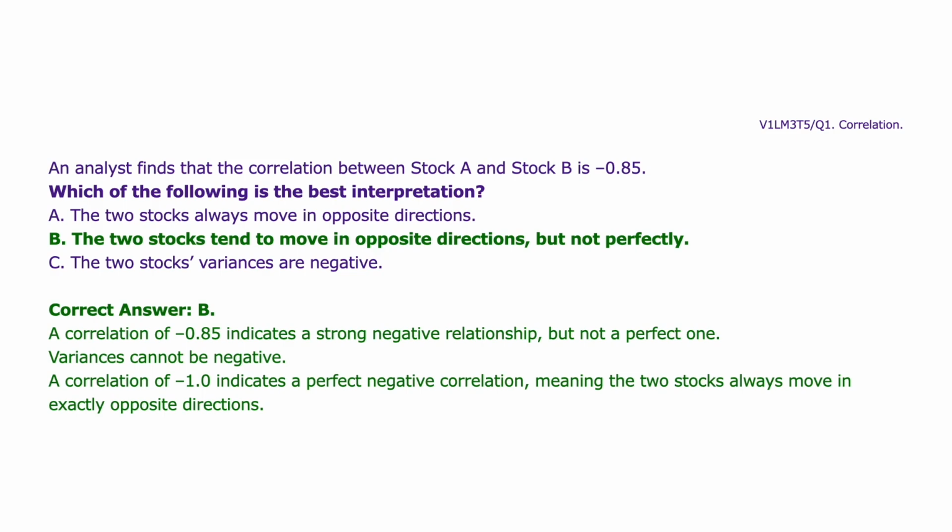-0.85 is strongly negative, close to -1. This means the two stocks tend to move in opposite directions most of the time, but not perfectly every time.